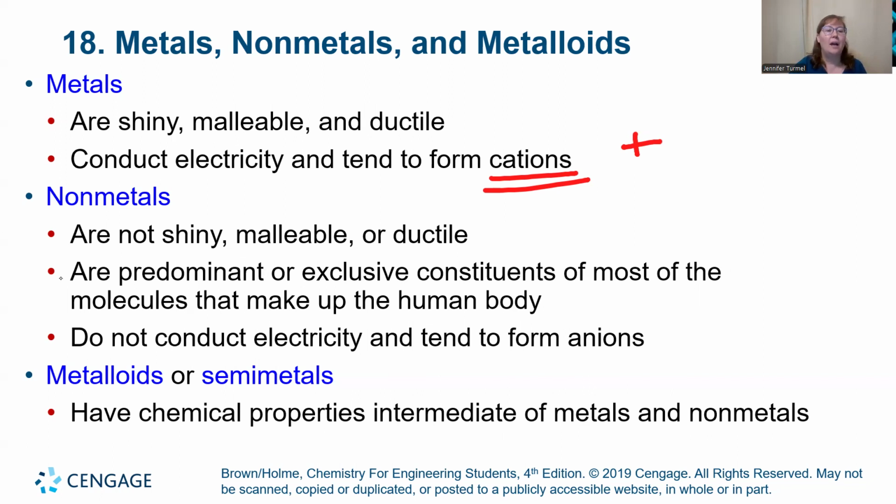Non-metals are not shiny, they're not malleable, and they're not ductile. They make up a lot of your organics, they do not conduct electricity, and they tend to form anions. Okay, so remember that means that they are going to be negative. Semi-metals, or metalloids, tend to have chemical properties that are between metals and non-metals. Some of the metalloids are more metallic and some of the metalloids are more non-metallic. And I'll show you where to draw that line.